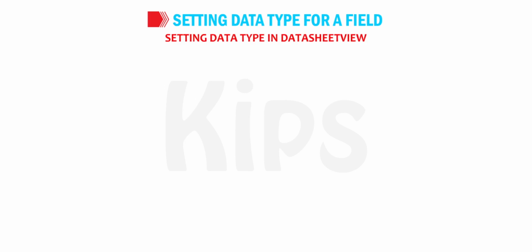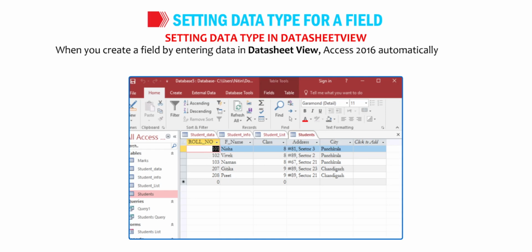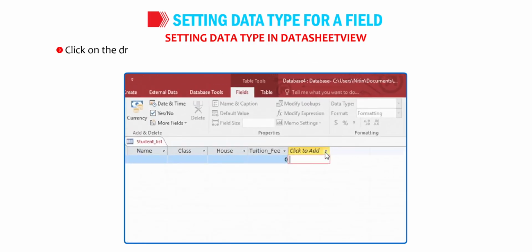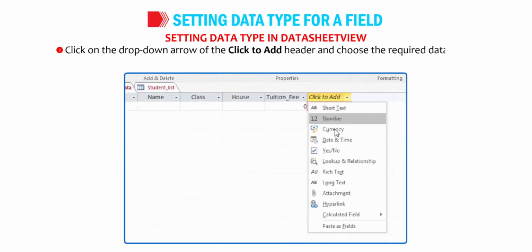Setting data type in a datasheet view. When you create a field by entering data in datasheet view, Access 2016 automatically assigns a data type to the field based on the data you have entered in the table. To define a specific data type for a field, click on the drop-down arrow of the Click to Add header and choose the required data type from the displayed list.